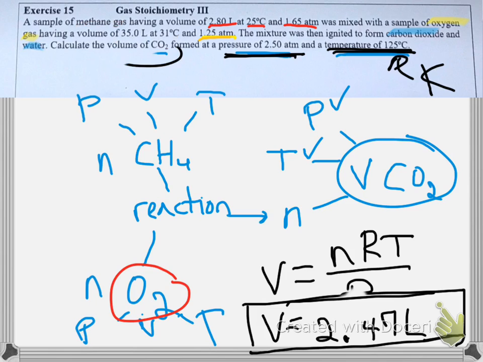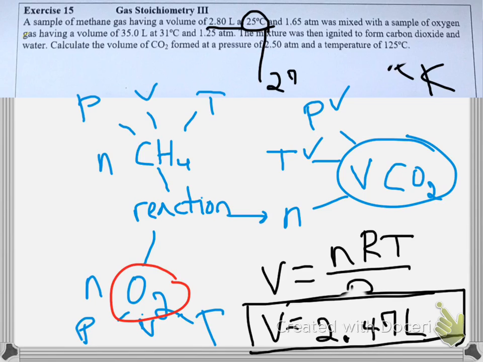When we look at this problem, I want you to notice the number of significant figures. We have 3 significant figures here. This looks like 2, but when we convert it into Kelvin, we are adding 273, so we actually get 298 Kelvin, which is 3 significant figures. So this becomes 3 significant figures, 3 significant figures, 3 significant figures. Our temperature, again, we're adding 273, so that now has 3 significant figures. Everything has 3 significant figures, so our answer also has 3 significant figures.